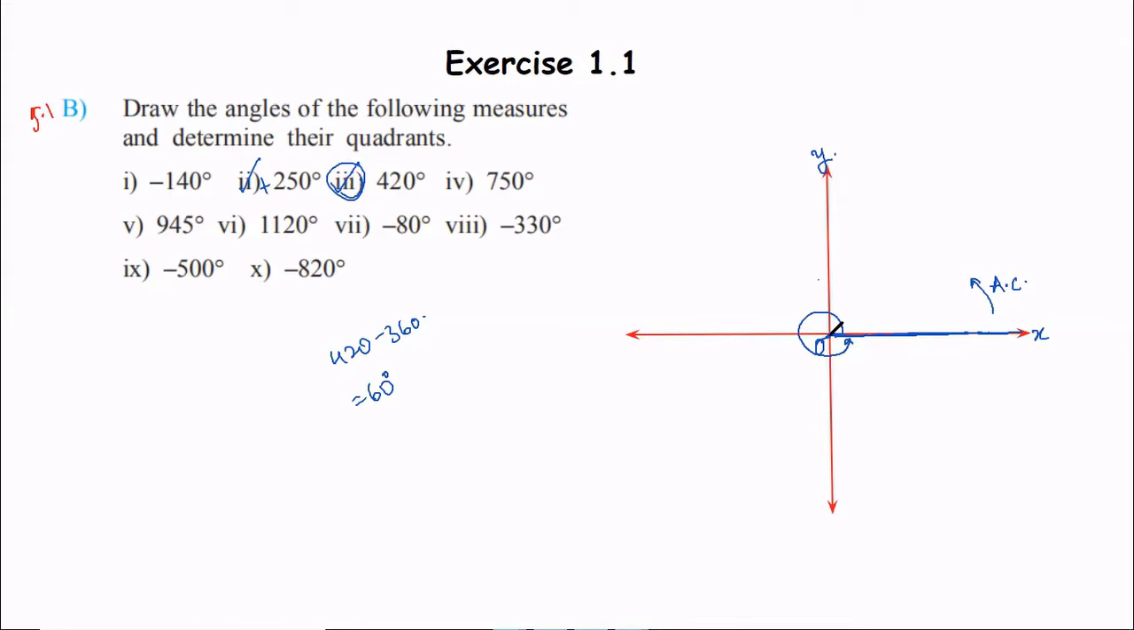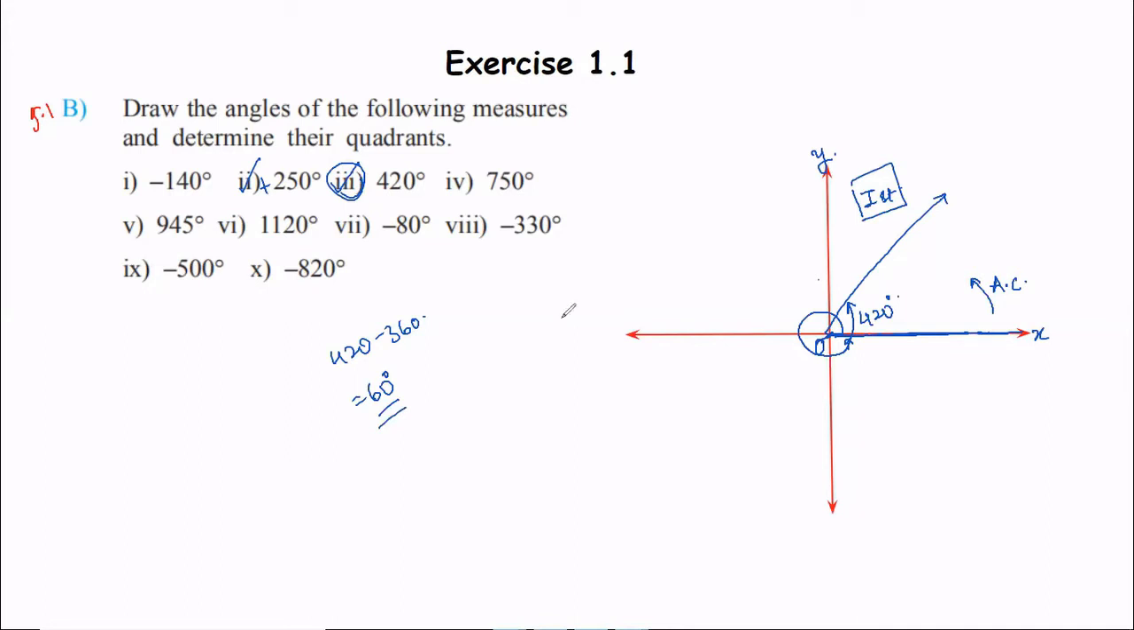So it will come somewhere in the first quadrant like this. So 60 degrees more with one rotation. One rotation plus 60 degrees gives me 420 degrees, and 420 degrees lies in the first quadrant. So you can mark this as your answer. I hope you understood how to mark angles of more than 360 degrees.